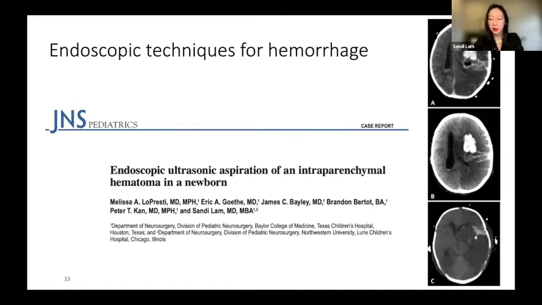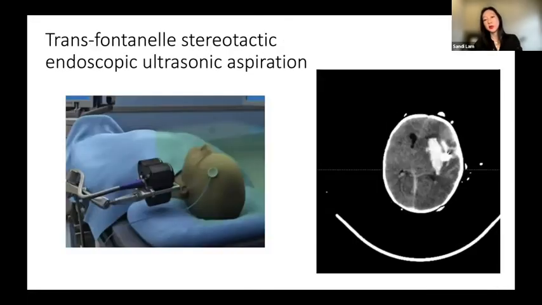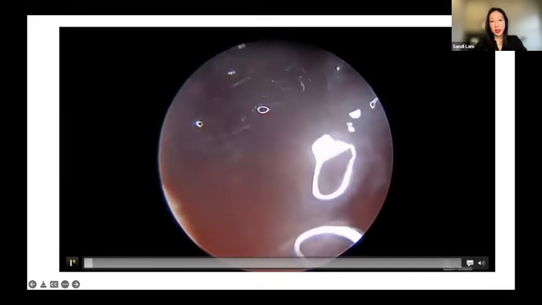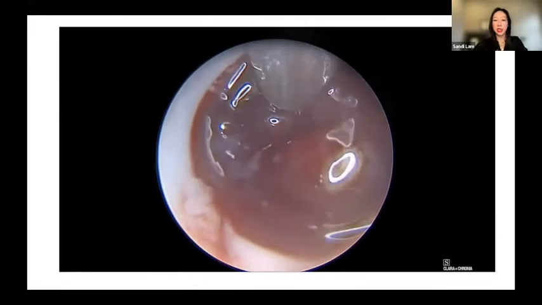So in more rare cases, like a ruptured aneurysm in a newborn, how do you actually safely try to decrease the intracranial pressure and try to stabilize the patient to be able to get to coiling of the aneurysm? So we showed a transfontanelle stereotactic endoscopic aspiration with an ultrasonic aspirator. And this is kind of what the view looks like.